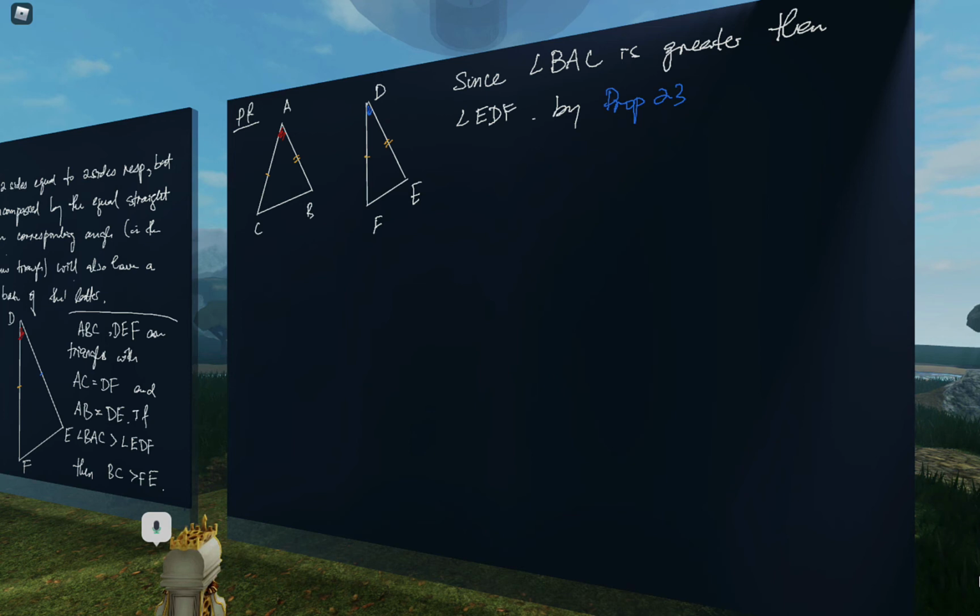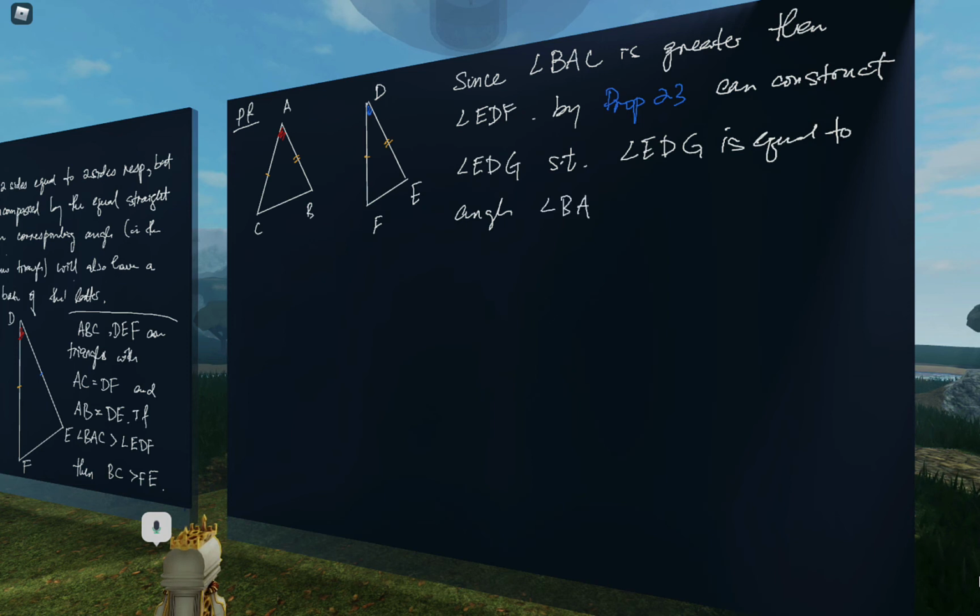Sounds good. Okay, so by 2.3 we can construct angle EDG, such that angle EDG is equal to angle, the red one, BAC. So I'll do the construction over here. So basically we're sticking a line here, which now I wanted to make like this.